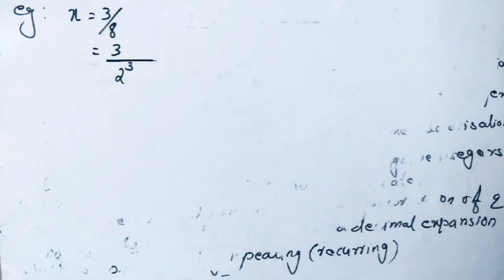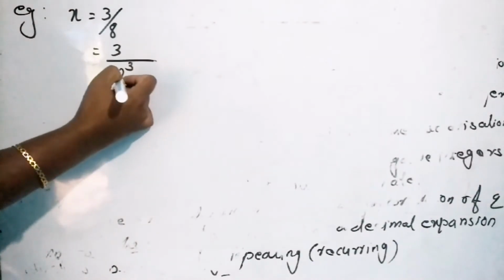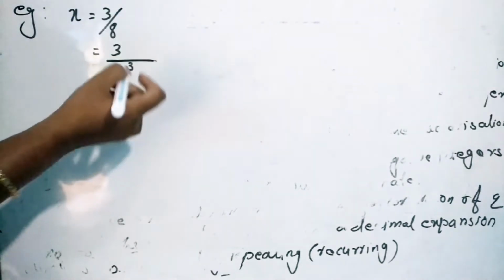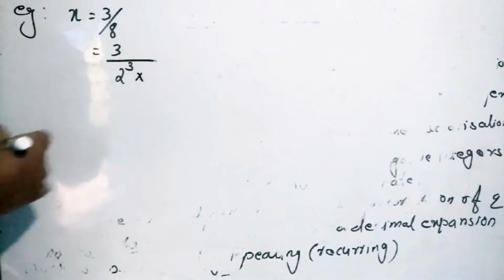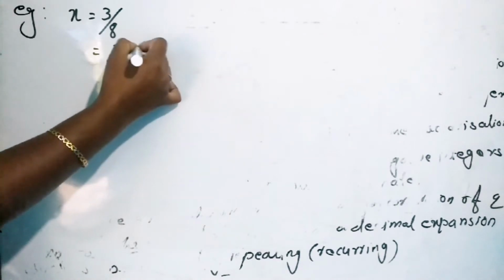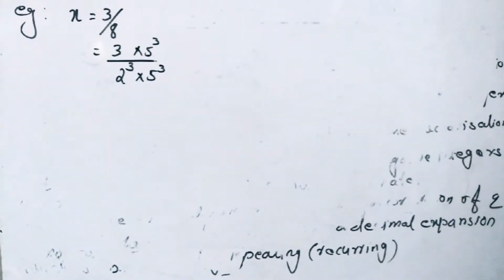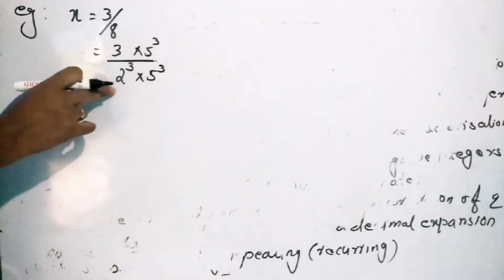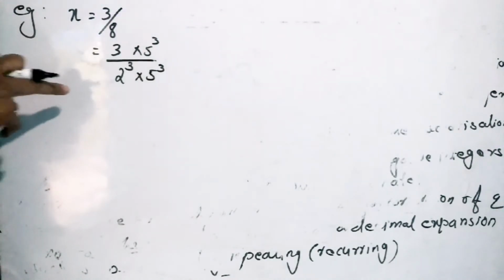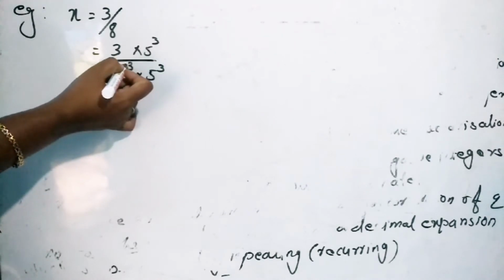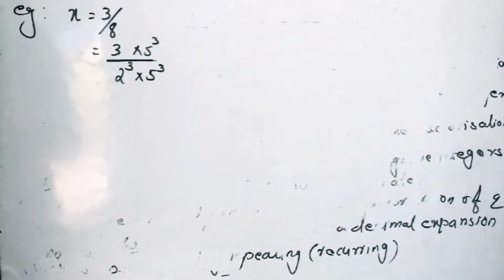Okay, now just listen. If you want to find out the decimal expansion corresponding to a given rational number, just look at your denominator. Here we have 2 raised to 3. And what we will do is, we will multiply 5 raised to 3 in numerator and denominator. If you have 2, we need to get one 5 also in the prime factorization. And here the power of 2 is 3. That's why we took 5 raised to 3.